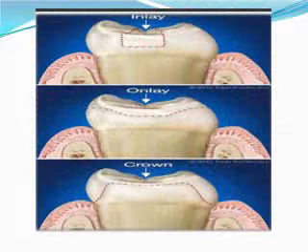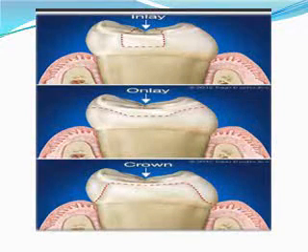بهذا السلايد يوضح لنا الفرق بين الانلاي والأونلاي والكراون. الانلاي قد يكون عندنا restoration for one cusp، الأونلاي more than one cusp، بينما الكراون لا، من يكون عندنا حجم الجزء المفقود كلش كبير فلازم نسوي له كراون.